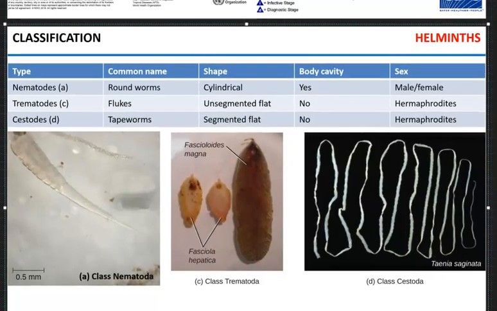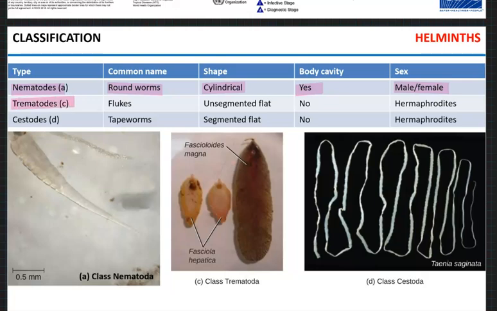Okay, my second favorite, helminths. So we have worms, 3 phyla. We have nematodes. They are round, meaning that they're cylindrical. They're most complicated. They have body cavity, and they have sexes. This is important because it means that for these worms to reproduce, a male must encounter a female in order to make eggs. Does that make sense?